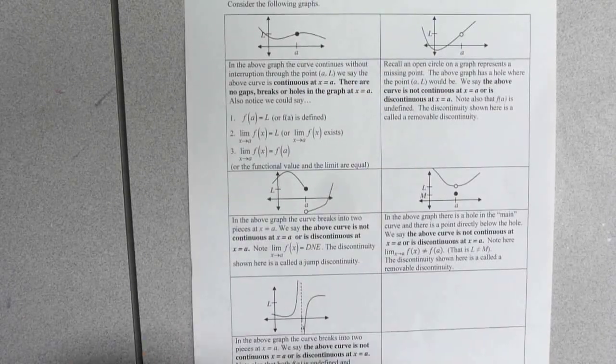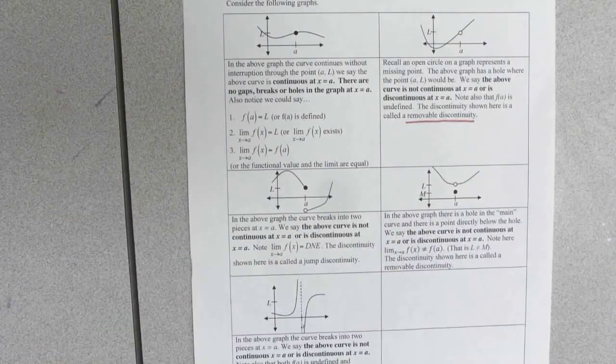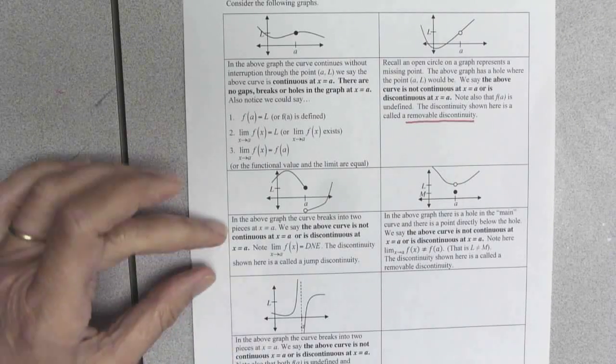The discontinuity shown here is a removable discontinuity. Removable because we can fix just a single point, and we could remove that discontinuity. But there's a hole in the graph, so we have a discontinuity.